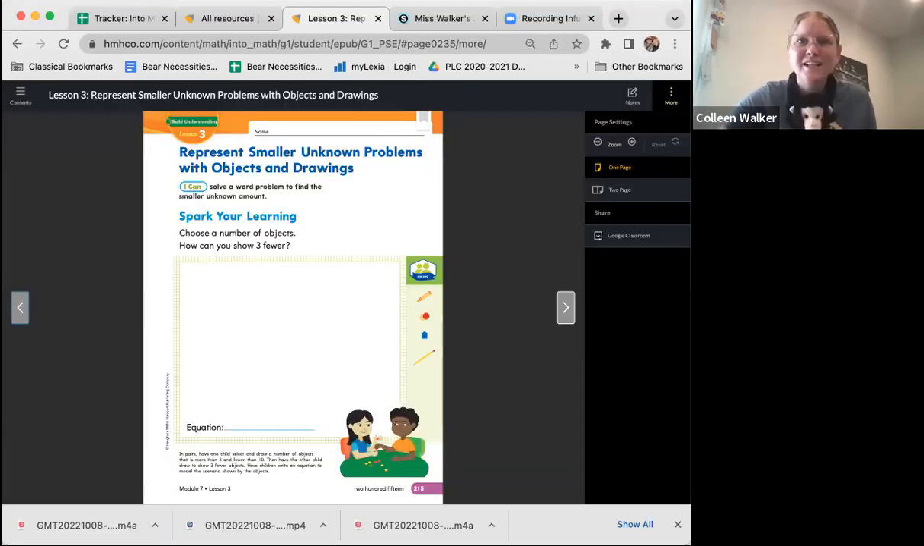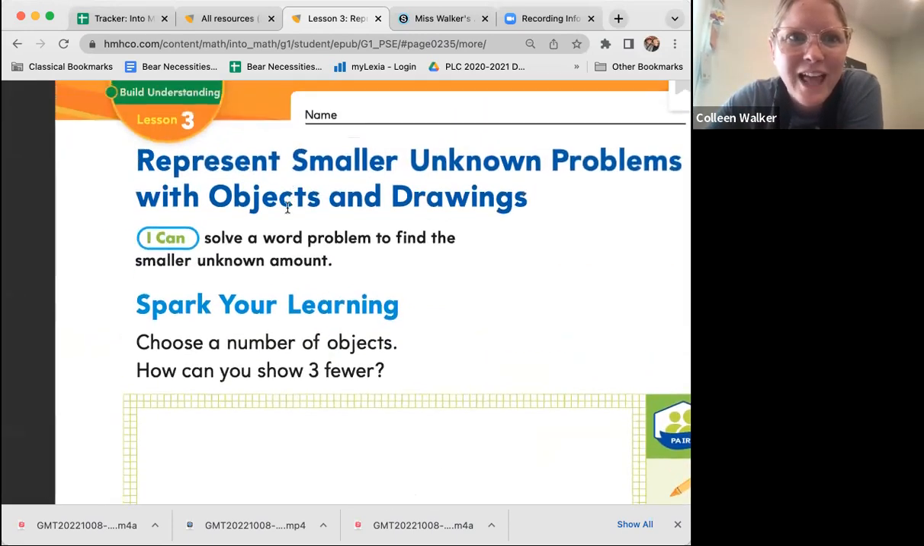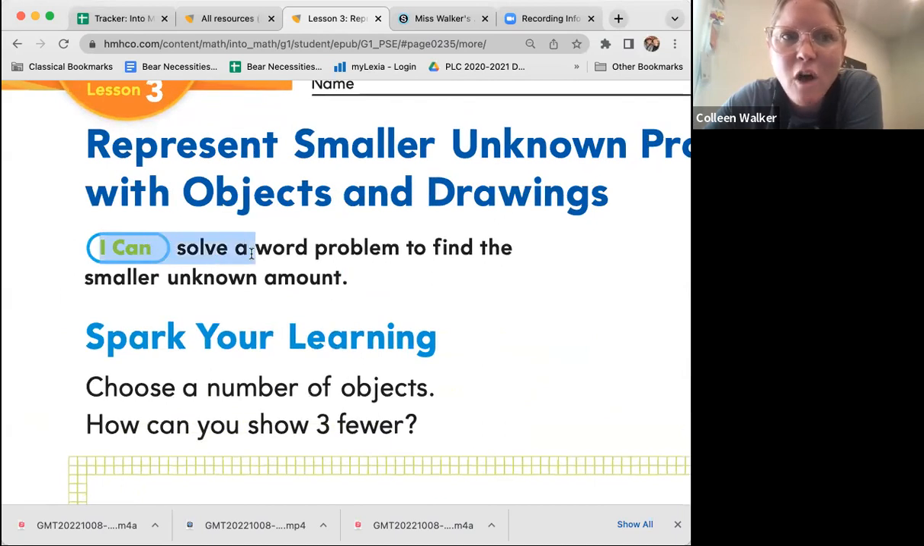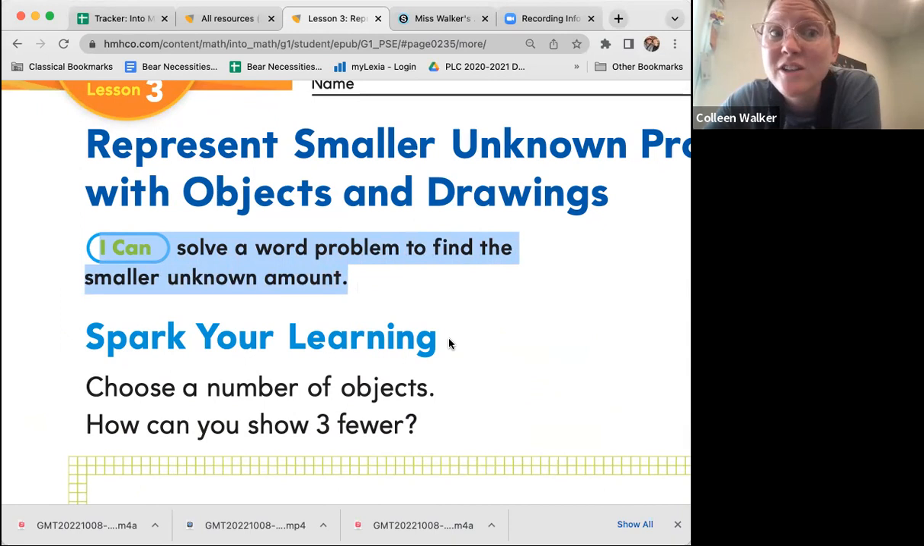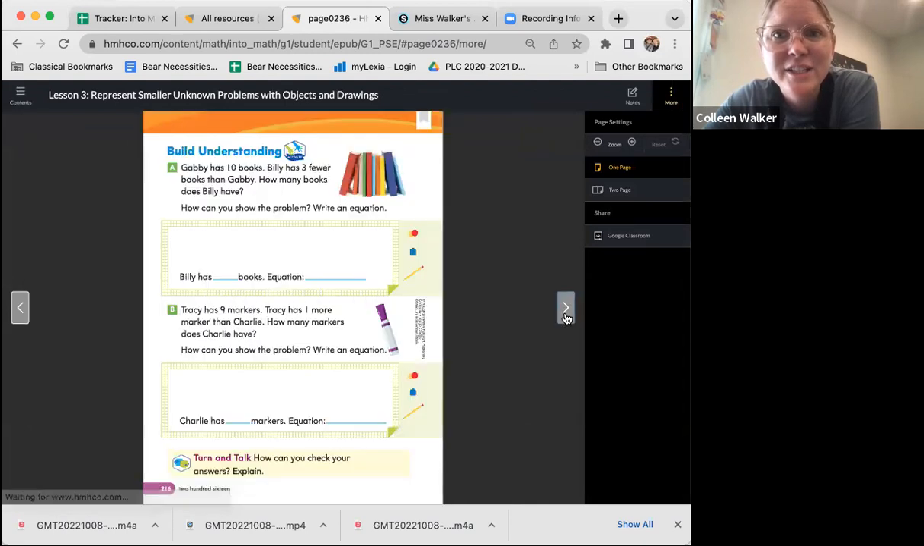And we are back to do Module 7, Lesson 3. So let's jump right into it. Repeat after me. Say, I can solve a word problem to find the smaller unknown amount. Good. I'm going to read it one more time. You can read it with me if you would like. I can solve a word problem to find the smaller unknown amount. Awesome. So we're going to solve word problems today to figure out the smaller unknown amount. Let's get right into it. So I'm going to get my tools ready.